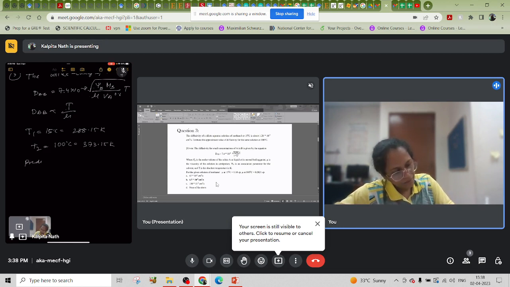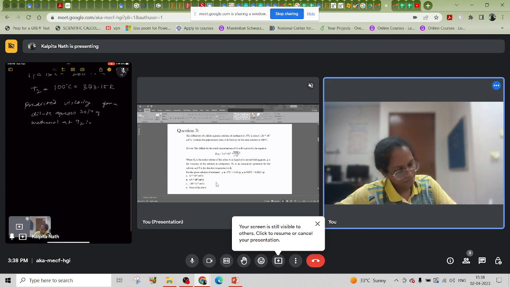Now the predicted viscosity for a dilute aqueous solution of methanol at T2 is: DAB at T2 is equal to DAB at T1 times mu T1 by mu T2 times T2 by T1.